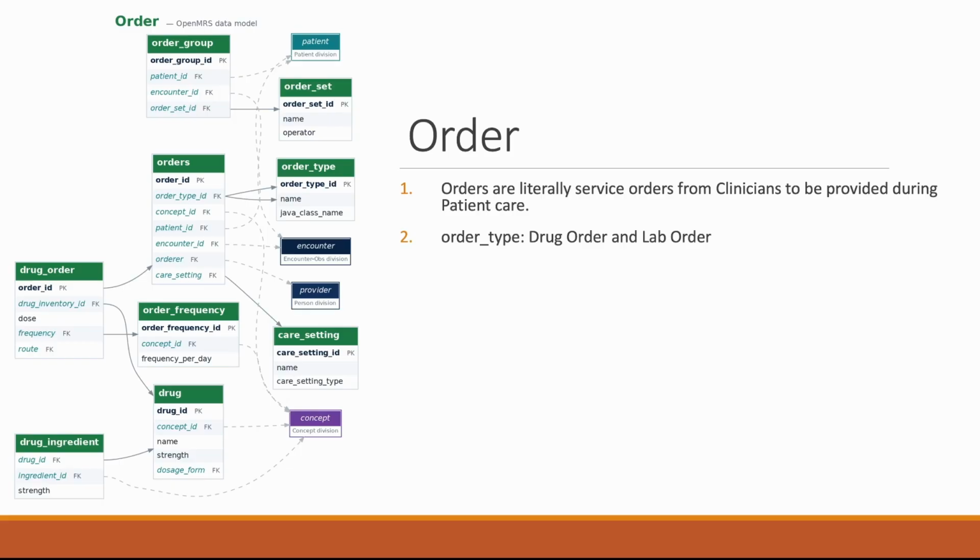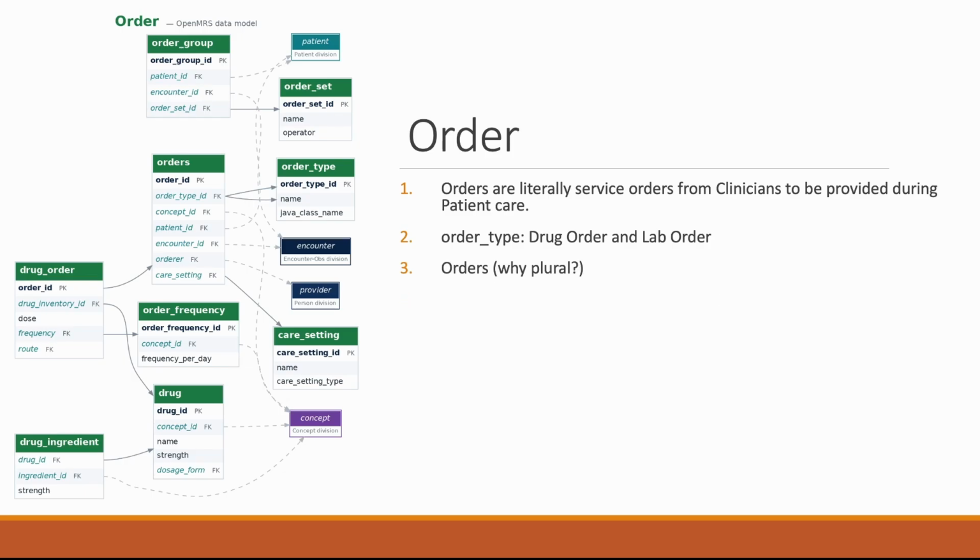Again, if you look closely, the word order itself is again plural. It's orders, not order. Why? Once again, because in MySQL and many other relational databases, the word order is a reserved keyword. A reserved keyword, whenever you use it in a query, the query fails when you are writing a query. So which is why OpenMRS chose to keep this table name as also a plural. That's the only reason.